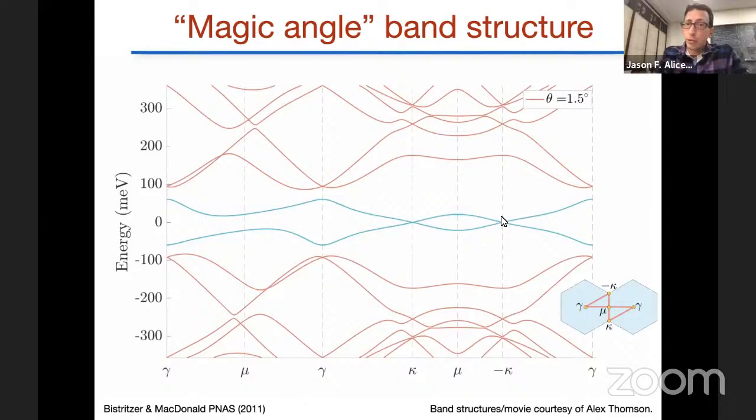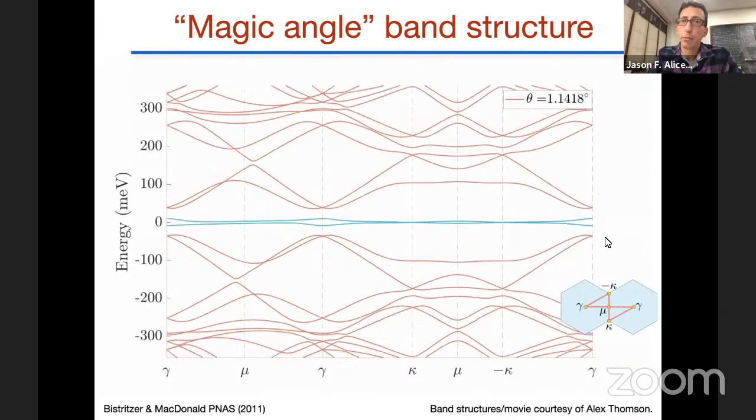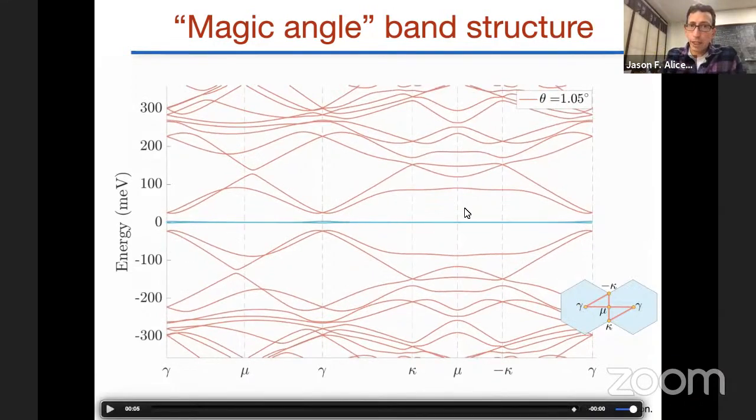And so I'm going to now play a movie that I owe to Alex Thompson for creating. That's going to show how these bands evolve as I decrease the twist angle from 1.5 degrees down to the magic angle. And the thing to pay attention to in particular are these bands that are colored blue. All right, so here's the movie with 1.4, 1.3, 1.2, 1.1, and finally the magic angle. All right, so we end up with these exquisitely flat bands as advertised that are separated by finite energy gaps away from the dispersive bands either above or below.